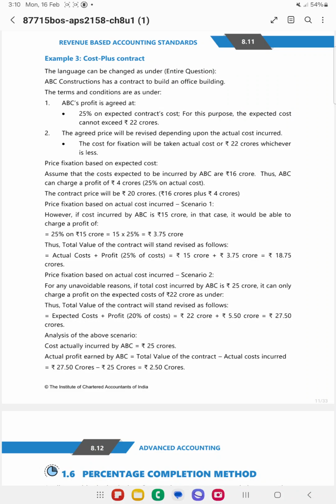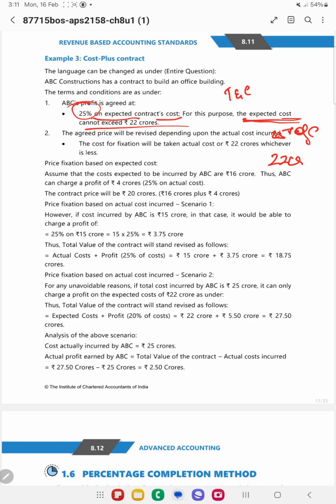Now, let us take the example of a cost plus contract. In case of a cost plus contract, there is a term and condition involved. That is, ABC Limited's profit, whatever is there, is agreed at 25% of the contract cost. So whatever cost is there, the profit is 25% of cost, right? Now the expected cost cannot exceed 22 crores.